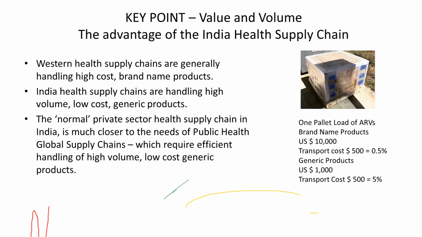So Western health supply chains are generally handling high-cost brand name products. India health supply chains are generally handling high-volume, low-cost generic products. If we take the example of one pallet load, a standard warehouse pallet of antiretroviral medicines, using brand name products from the West, that would typically cost $10,000.